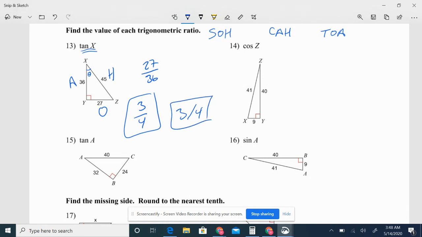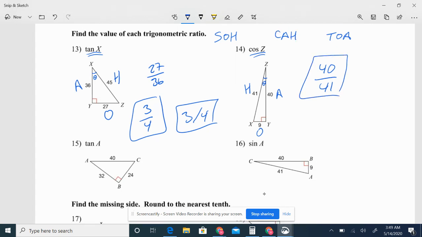Now let's take a look at question number 14. The biggest side, I'm going to label the hypotenuse. Now here I'm asking for cosine of z. So at z, I'm going to put a theta. From that corner, 9 is the one that's far away. So 9 is my opposite. 40 is my adjacent. I know cosine, I remember, is adjacent over hypotenuse. So I'm going to go 40 over 41. I cannot simplify anymore. That's as simple as I can go. So 40 over 41, you can type it as 40 backslash 41.